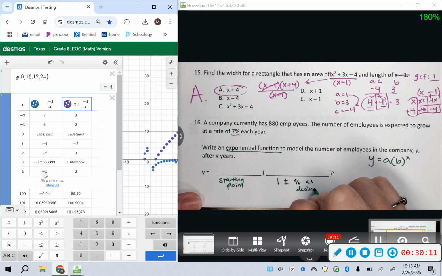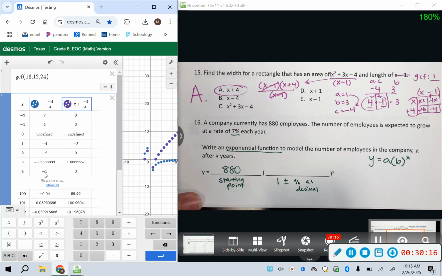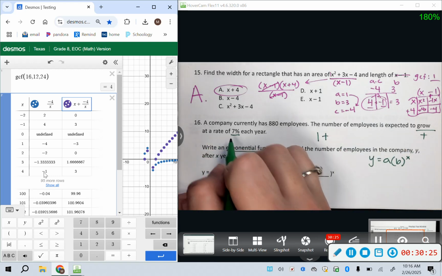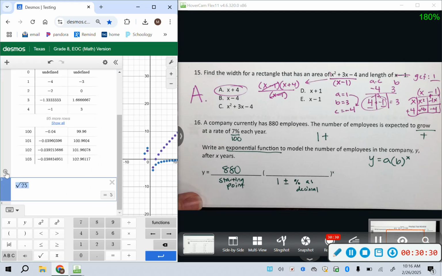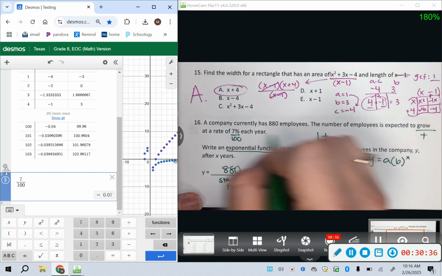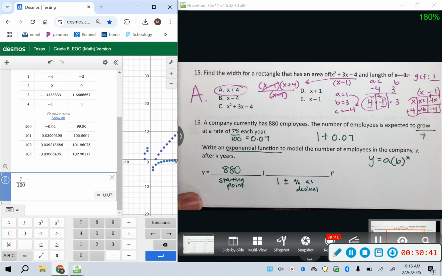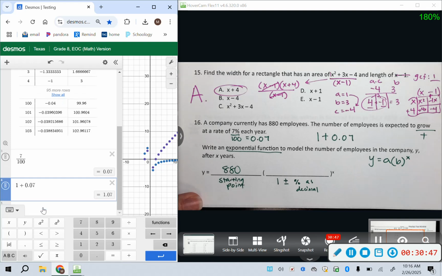Well, it's telling me a company currently has 880 employees. So we're starting with 880 employees. The number of employees is expected to grow, so plus, I'm going to have 1 plus a rate of 7%. To turn my percent into a decimal, I'm going to divide by 100. So 7 divided by 100, and I get 0.07. So 1 plus 0.07 is 1.07. So there's my answer.